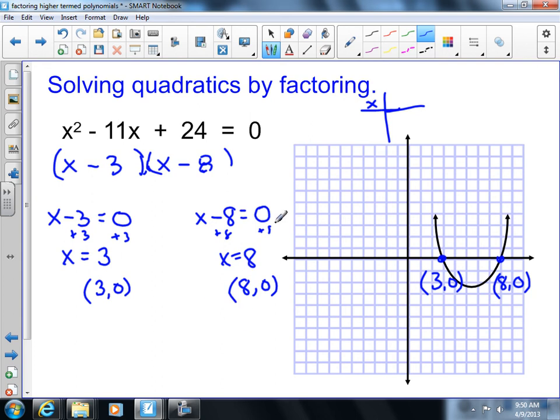So all that factoring we've been doing, we can now turn into a solution to a quadratic, as long as you're stating it as two binomials.